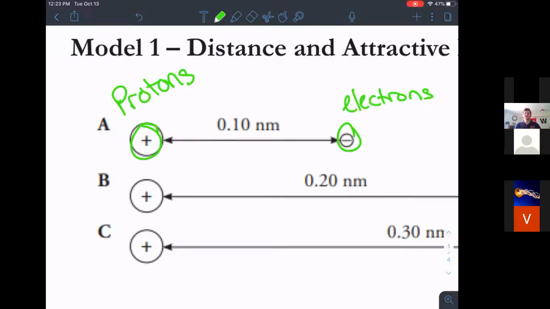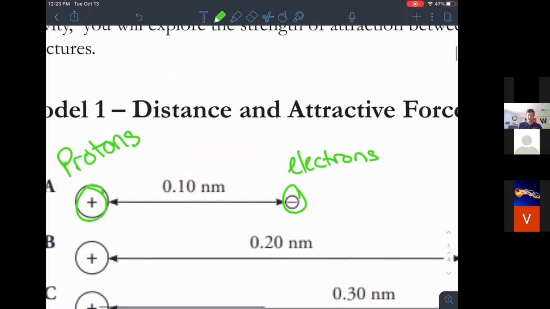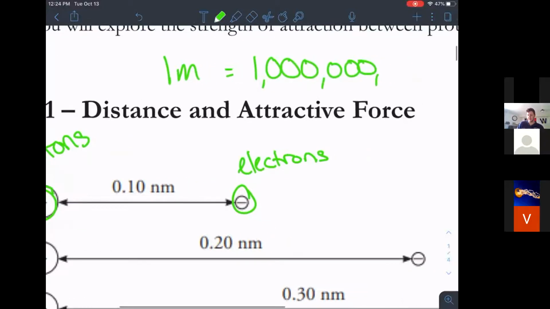So there's a distance between those protons and electrons. For this first one, letter A, it is 0.10 nanometers. Just to give you reference as to what that means, 1 meter equals 1 with 9 zeros, so 1 billion nanometers. A nanometer is really tiny, and this is 1/10 of a nanometer. So just imagine how small that is.